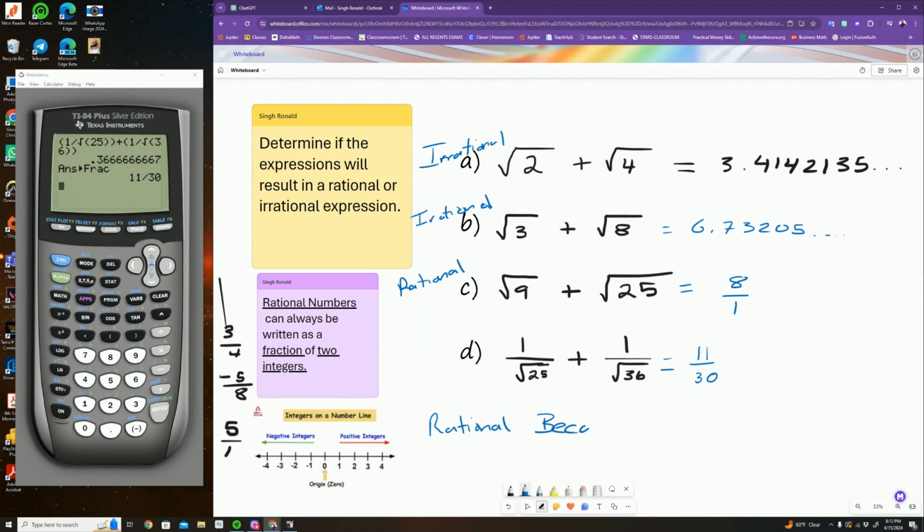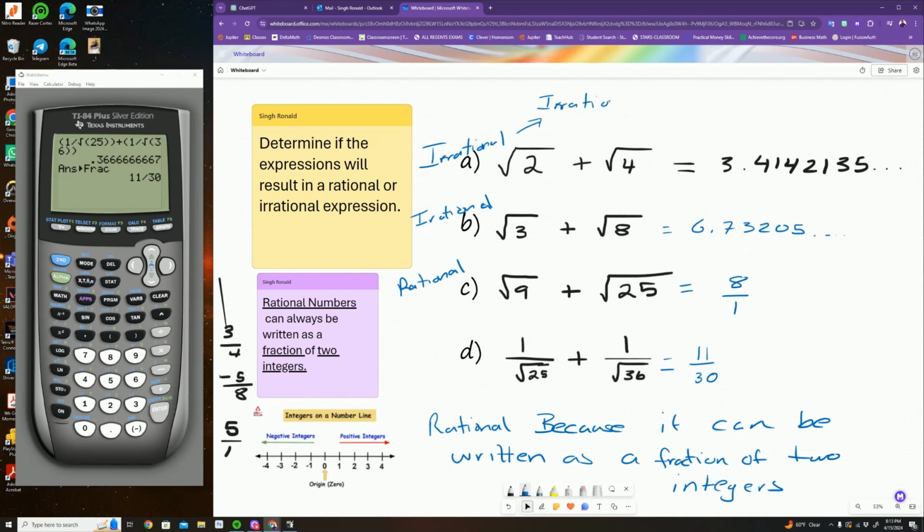This is rational because it can be written as a fraction of two integers. And if we were talking about the irrational explanation, we can say it's irrational because it cannot be written as a fraction of two integers. All right, guys, I hope that helped.